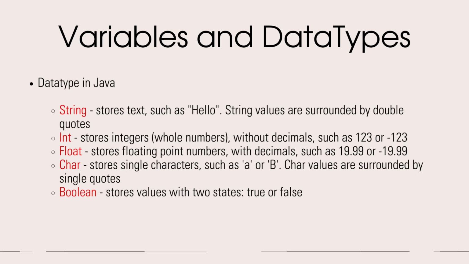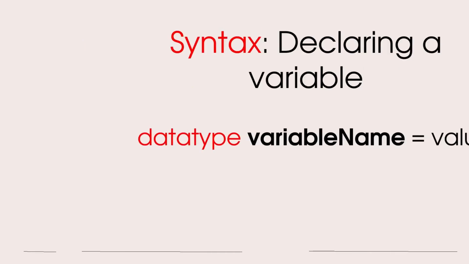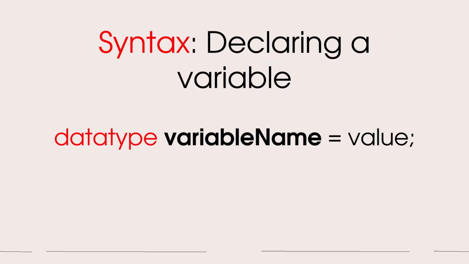So let's quickly look at how to declare variables in Java. To declare a variable in Java, the syntax goes like this. You have the data type that I've mentioned, and then you have the variable name, and then it has to be equal to the value or whatever you want to put in there, and you close the statement. So this is the syntax.